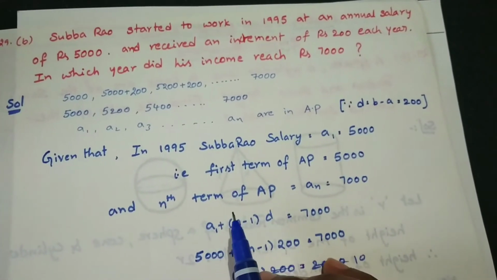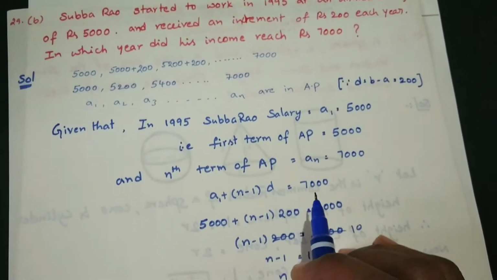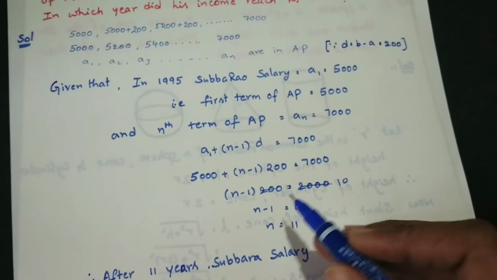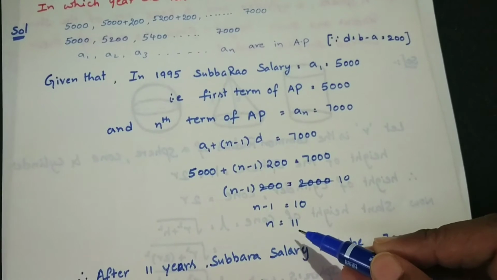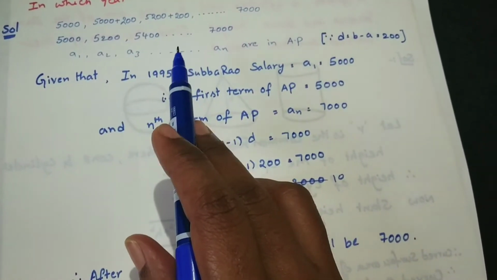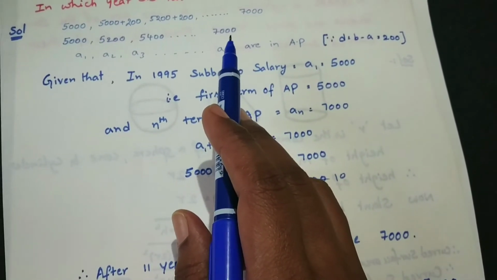Write the formula of the nth term, a plus n minus 1 into d. In place of a, the first term is 5,000. 5,000 plus n minus 1. If you solve like this, you are going to get n is equal to 11 years. That means after 11 years of increments, his salary will become 7,000.